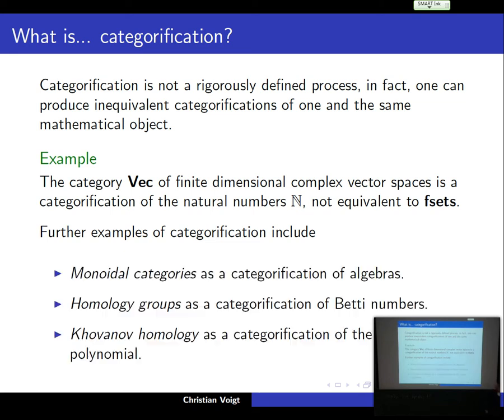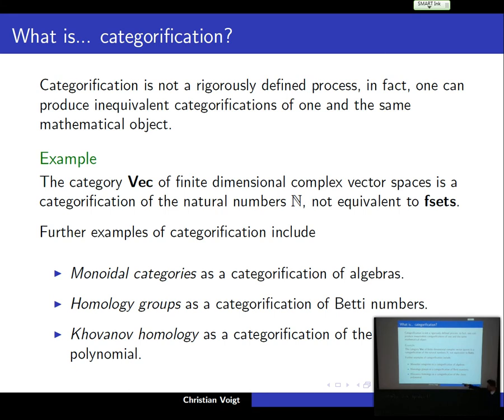Some further examples. One example that will come up again later is that monoidal categories should be thought of as a categorification of algebras or rings, if you like. If you add some more adjectives, if you just have a monoidal category, that would probably correspond to just a ring. And if you add C-linear categories or C-star categories, you can think of more sophisticated sorts of categorified algebras. Then there are two more examples which I'll not go into.